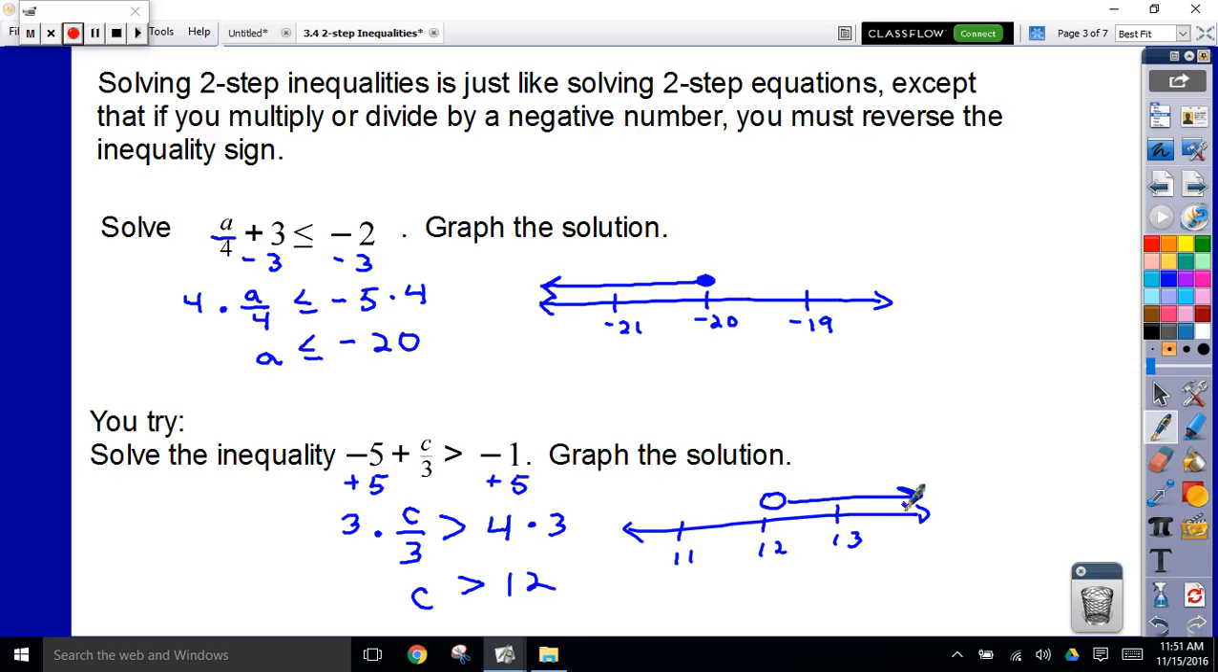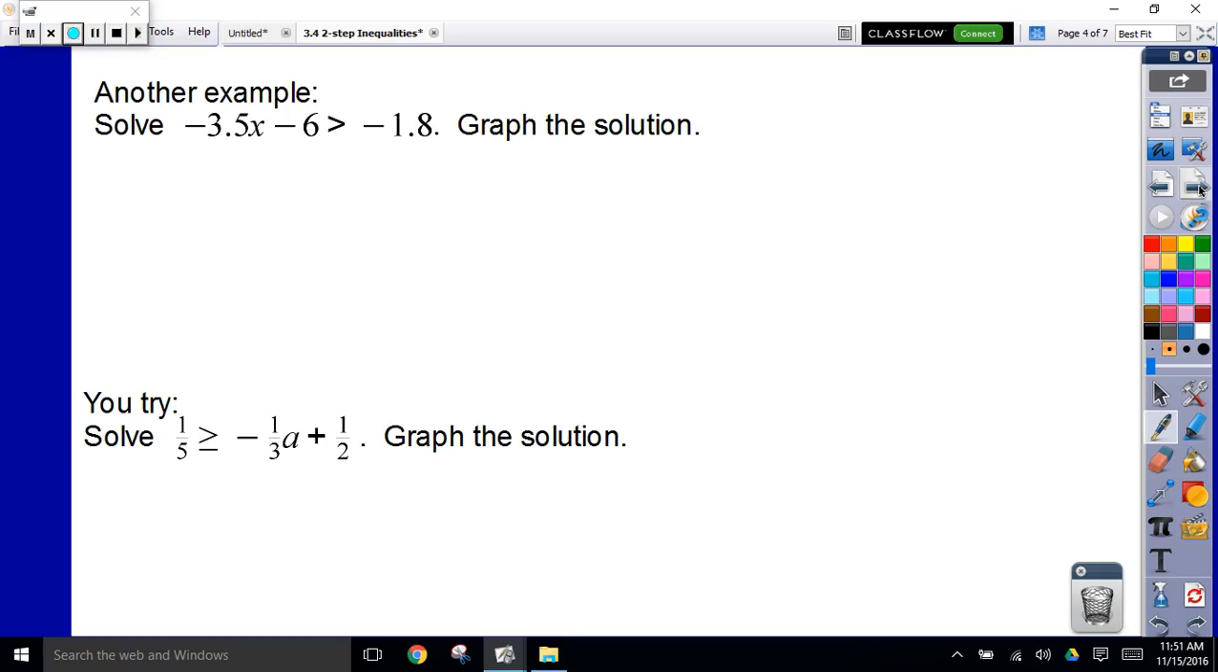Okay, let's look at another example. This one does have a negative number in front of the x, so this is going to require us to do a little switching around. This one I have a negative 6, so I'm going to start by adding 6 to both sides. I get negative 3.5x is greater than 4.2. Signs are different, so I'm going to subtract and keep the sign of the larger number. Now I'm going to divide both sides by negative 3.5. When I do, I have to reverse my inequality sign, and I get negative 1.2.